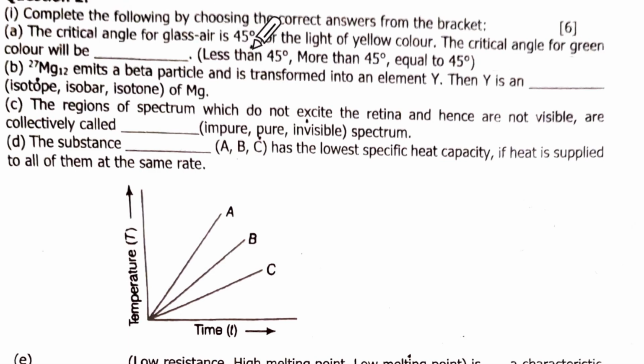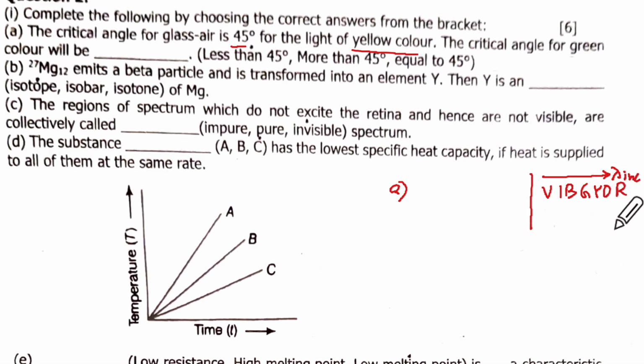The critical angle of glass-air is 45 for yellow color. The critical angle of green will be... Now here you will not get directly the answer unless you just write this way. This is 4000, this is 8000. So lambda is increasing.